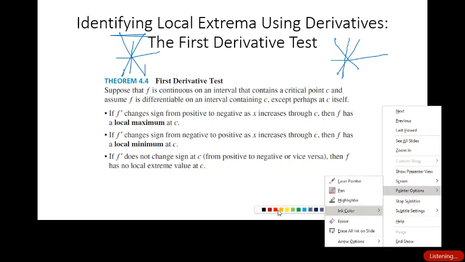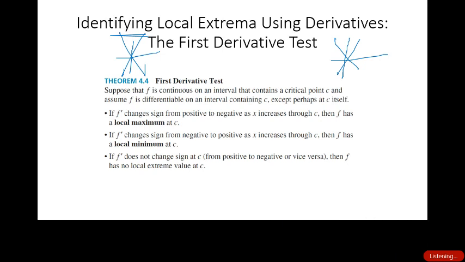So you have your critical point c. Now, if your first derivative changes signs from positive to negative, that means the function will be switching from increasing to decreasing. That means you have a local maximum there at your critical point.